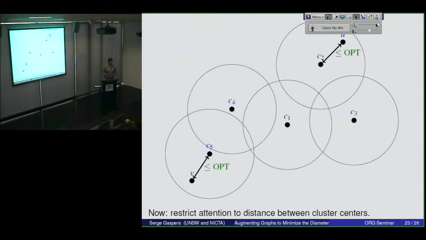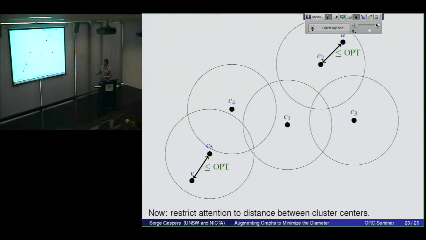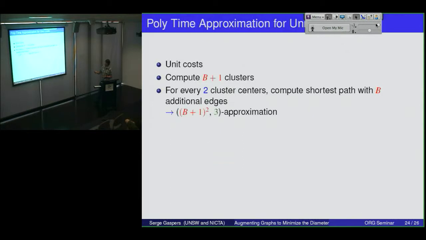So given these cluster centers, we can do other things that are much simpler. We might spend more edges than at our disposal. For unit costs, we can actually compute the shortest path between any two cluster centers using at most b edges. Then we spend many more edges than at our disposal, but we get a 3 approximation. So the number of cluster centers here was b plus 1. If you look at all pairs, for each of them spend b edges, then we get this approximation factor for the number of additional edges, and this one for the diameter.